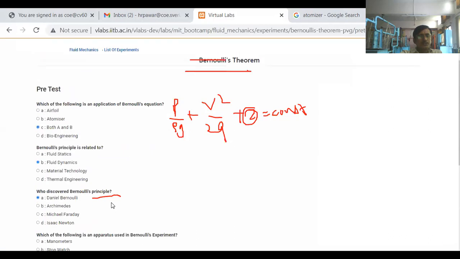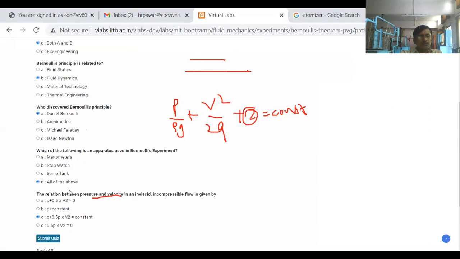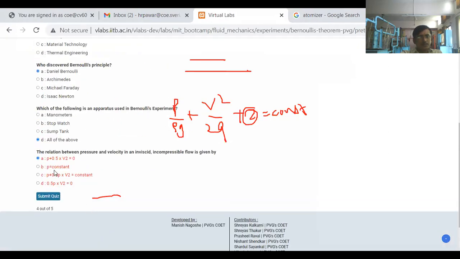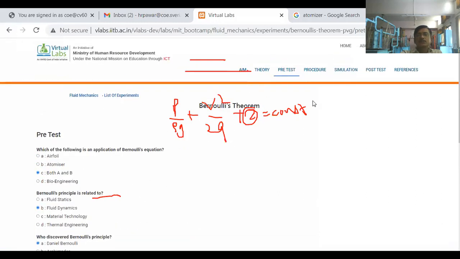Our 5 answers are correct. So if we selected this answer or this one, what they have given, it will become red and the answer will be wrong. Okay, so this was about the pretest.